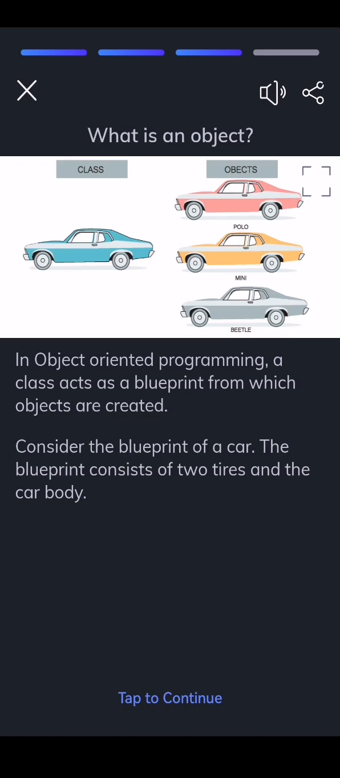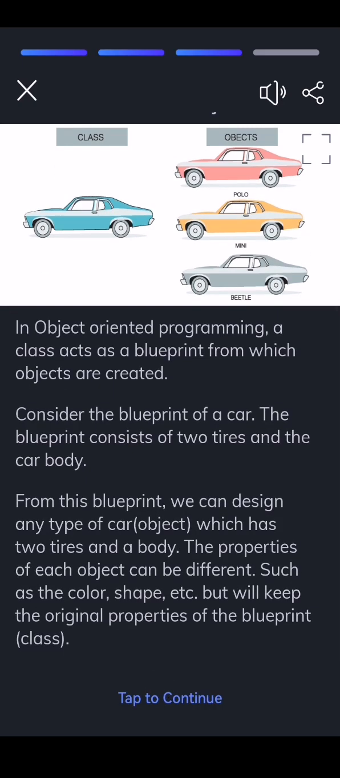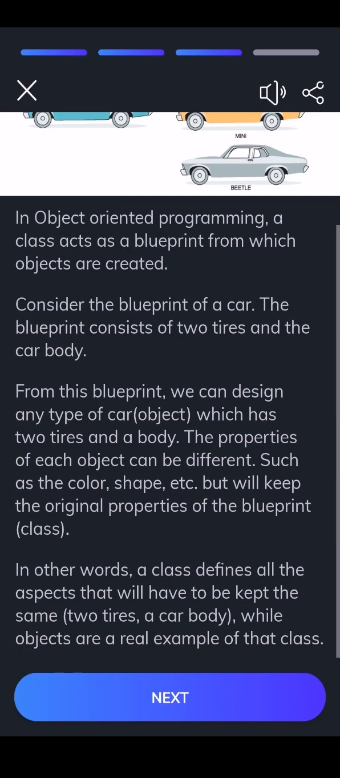Consider the blueprint of a car. The blueprint consists of 2 tires and the car body. From this blueprint, we can design any type of car object which has 2 tires and a body. The properties of each object can be different, such as the color, shape, etc., but will keep the original properties of the blueprint, class. In other words, a class defines all the aspects that will have to be kept the same: 2 tires, a car body, while objects are a real example of that class.